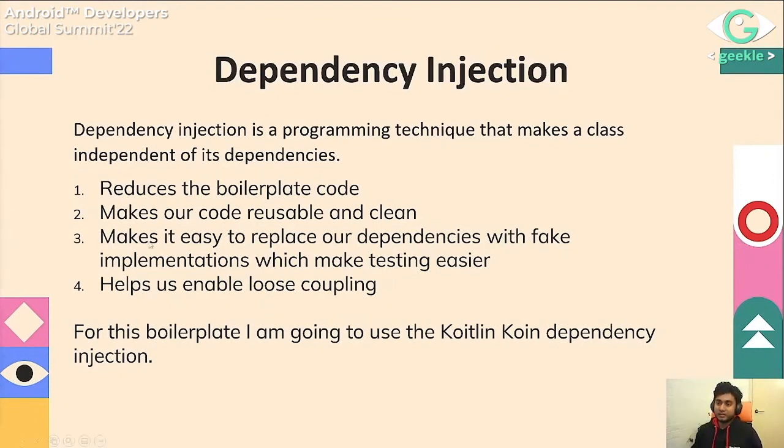The advantages are, dependency injection reduces the boilerplate code. It makes our code more reusable and clean. And it makes it easy to replace our dependencies with fake implementations, which makes testing easier. For example, we want to use a mock of wheel during test instead of a real instance. We can create a mock wheel object and let dependency injection inject it to the car. And it helps us to enable loose coupling. And for this boilerplate, I'm going to use Kotlin Koin for dependency injection.